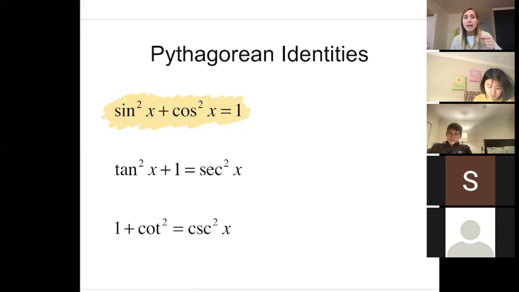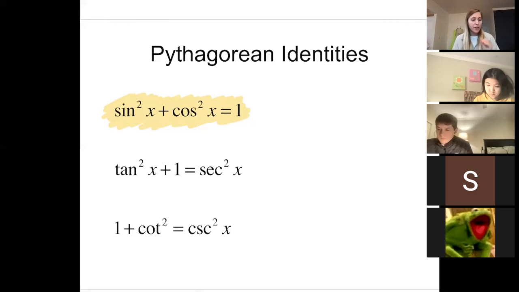When you see Pythagorean, what do you think of? Like what pops up into your head when you see the name Pythagoras or Pythagorean? Right triangles, and specifically a squared plus b squared equals c squared. Right, the relationship between the sides of a right triangle, which we call the Pythagorean theorem. The handy dandy Pythagorean theorem.